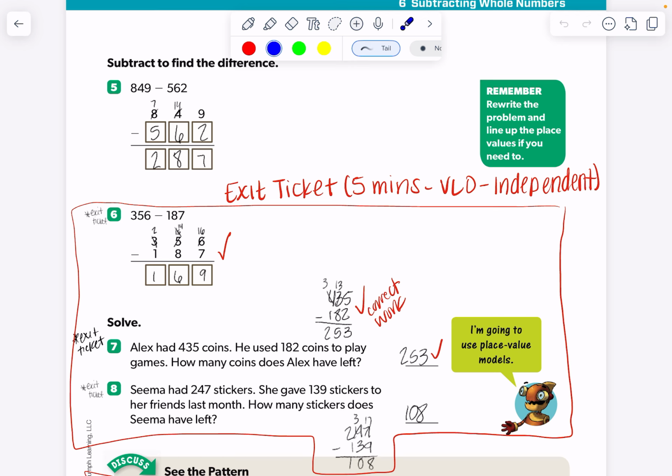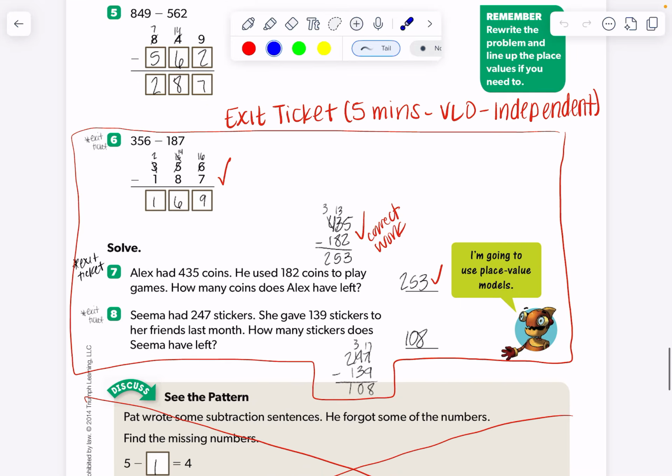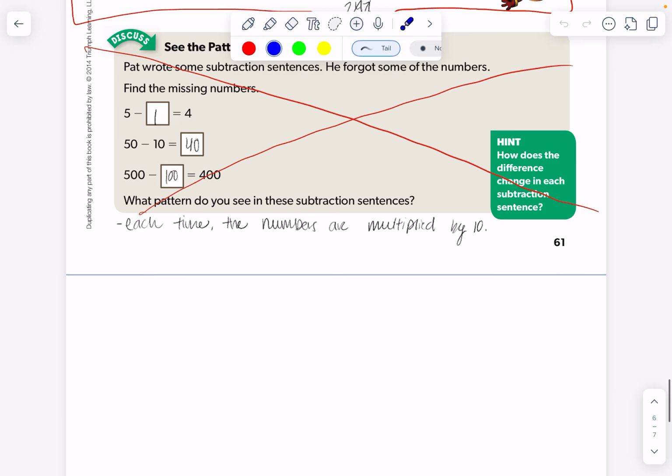So this exit ticket is nice because the first question lines up place values for students to be able to subtract, but then questions 7 and 8 are word problems. It also does not line up the digits for students, so we want to see how students line up the digits to be able to subtract.